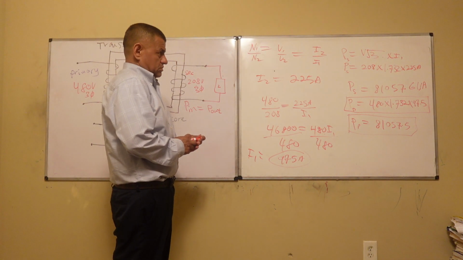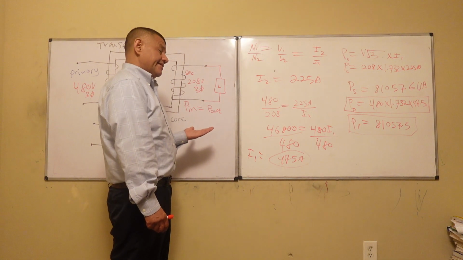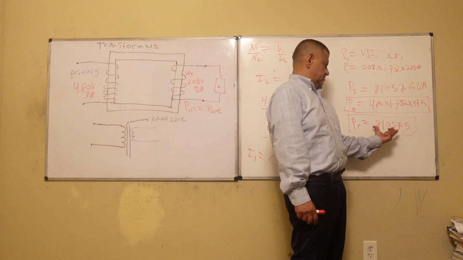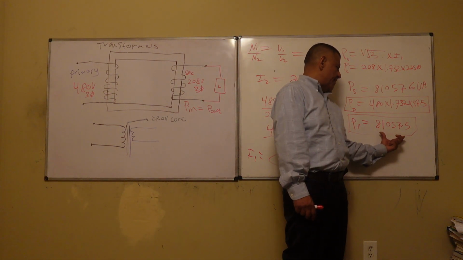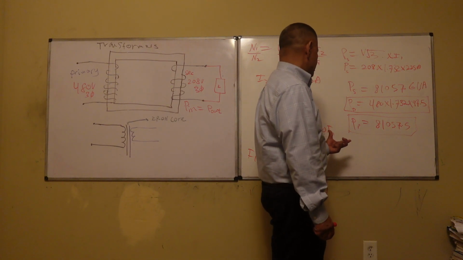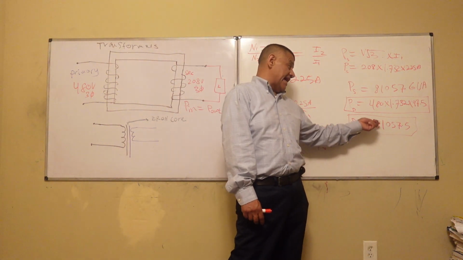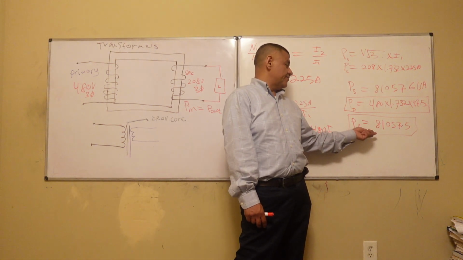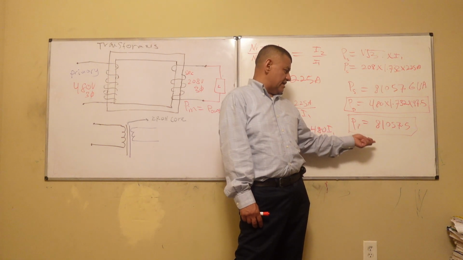Now, this is for real life application. For the test, your teacher might want to trick you. He might give you this, and he might give you this. He might give you power in the secondary and then say find the power of the primary. Well, you know already that the power of the secondary has to be equal to the power of the primary. That would be one answer. And then to find the current, you do the opposite.